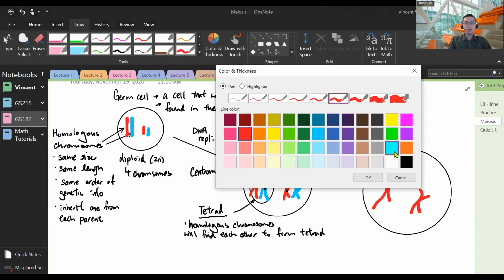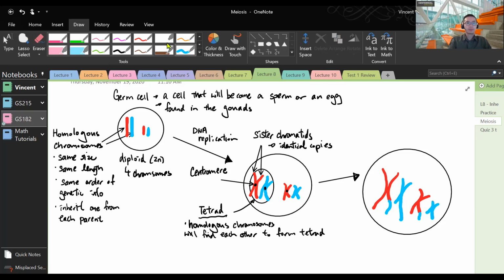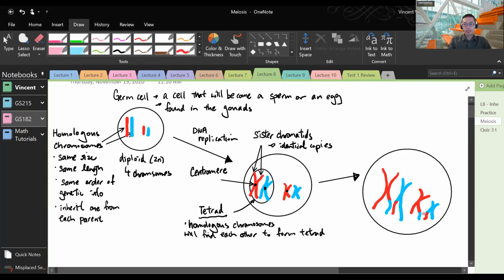Okay, so in crossing over, some of the genetic material from the paternal chromosome will exchange with the maternal chromosome. So a bit of the blue will exchange with the red one like this, and then similarly, the red one will go on the blue one. Let me try to draw this as best as I could. There we go. So over here, we call this crossing over.